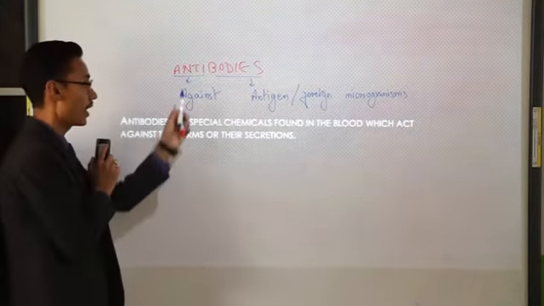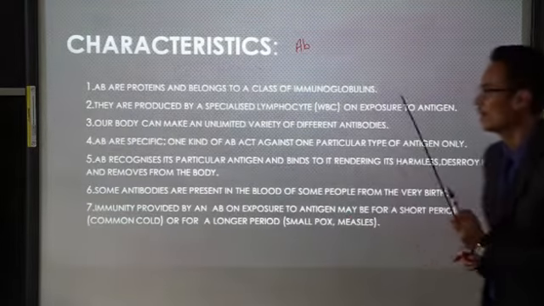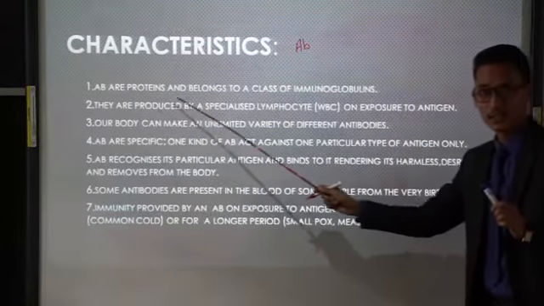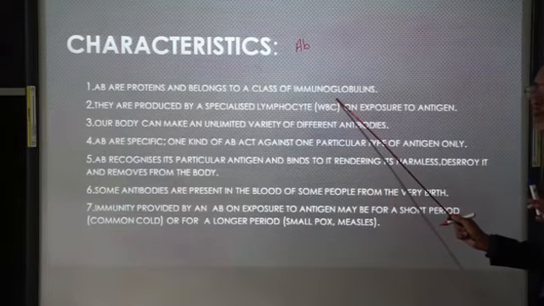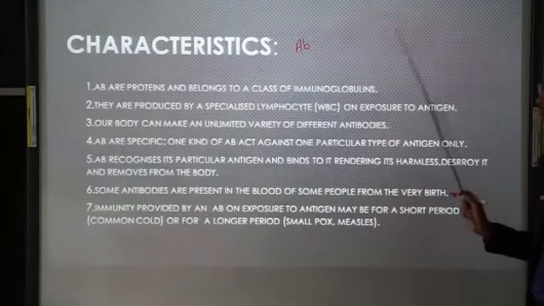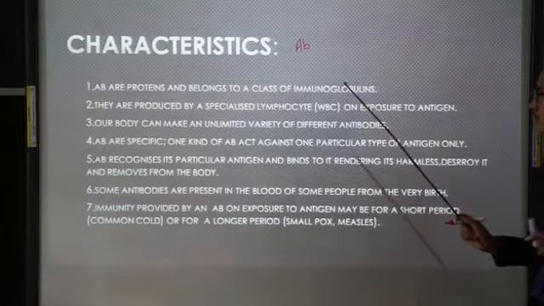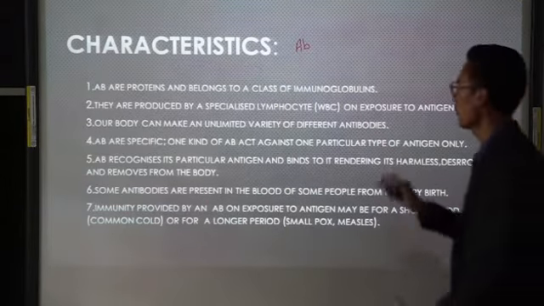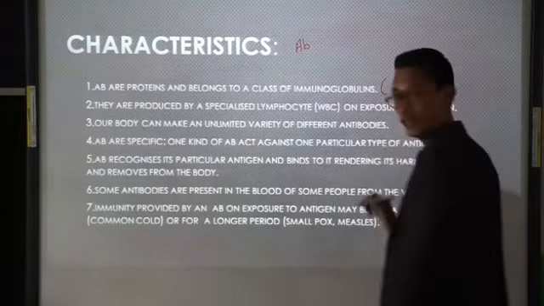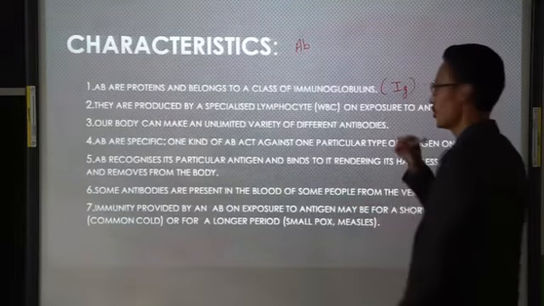Okay, next one. Let's see the characteristics of antibodies. What are the features of antibodies? The first feature of antibodies is mentioned here. AB means antibody. Generally you should write it with a capital A and a small b. Antibodies are proteins and they belong to a class of proteins called immunoglobulins. That's why we write it as capital I and capital G.